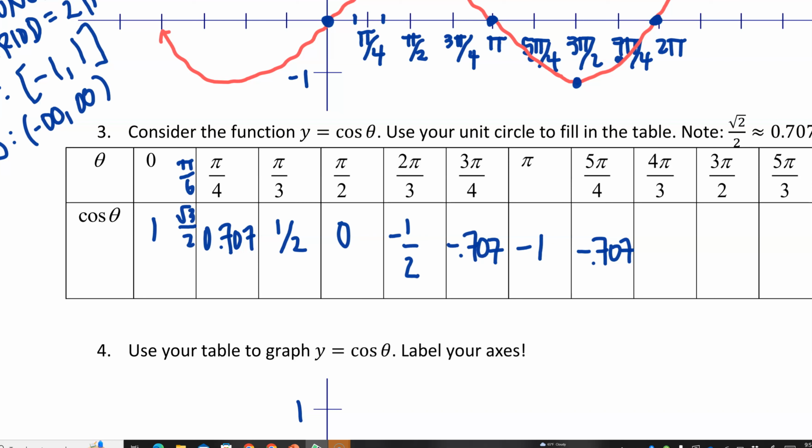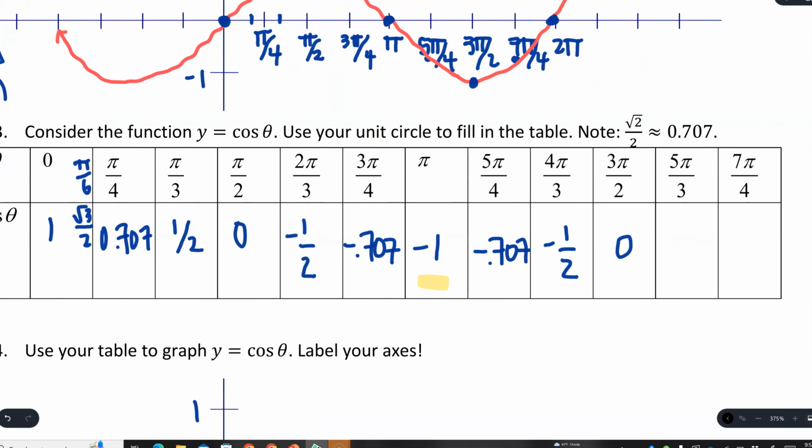Root 2 over 2, so negative root 2 over 2. Cosine of 4 pi over 3 is negative 1/2. Cosine of 3 pi over 2 is a what? 0. All right, so I kind of am seeing a pattern. So after pi, what's happening? It's going to repeat a little bit, right?